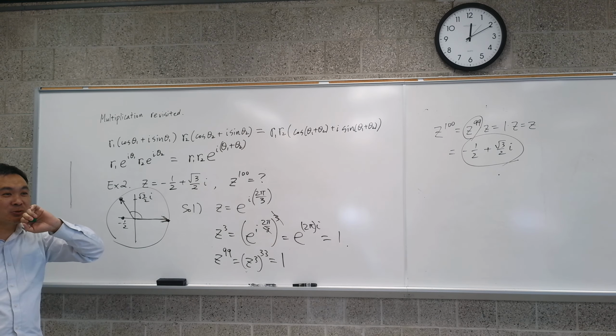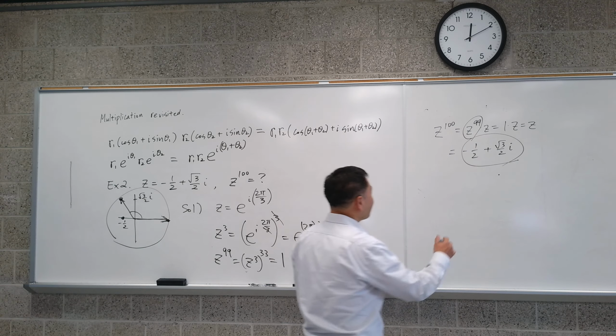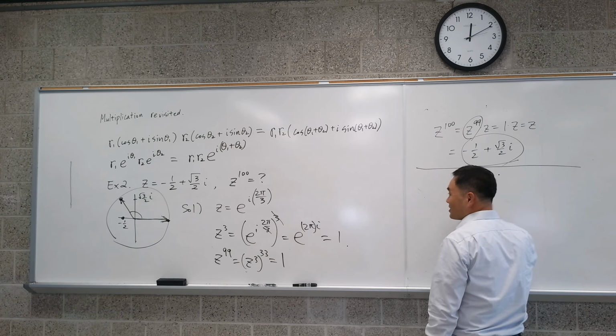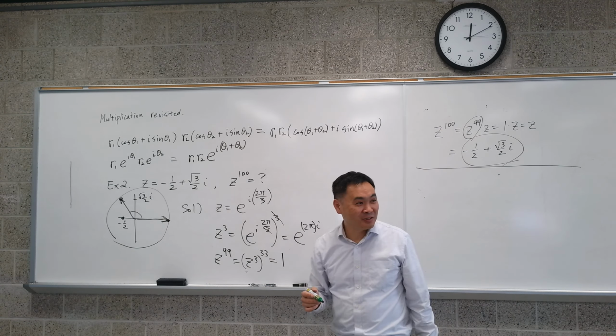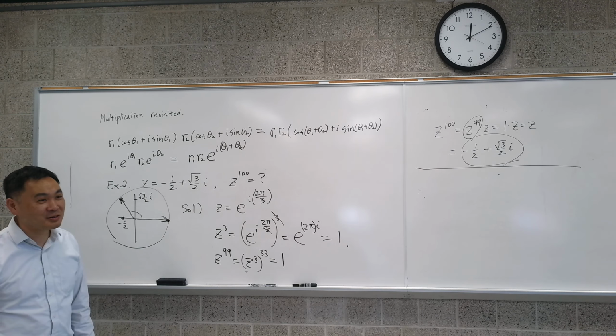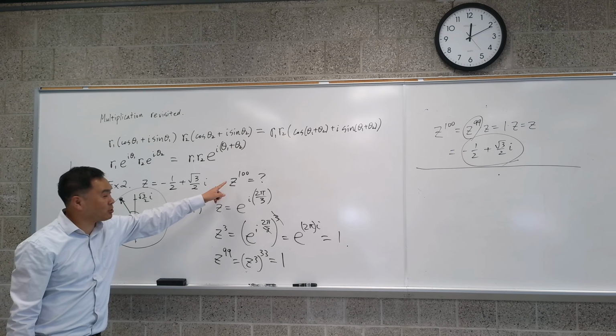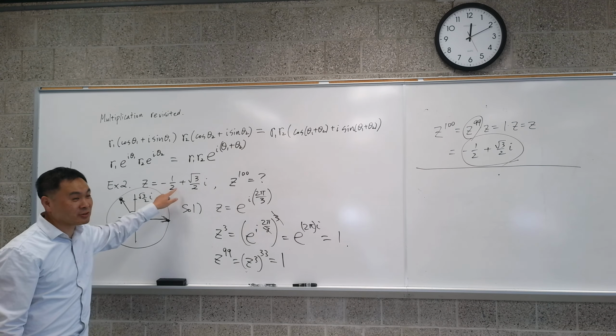Why, you don't trust me? Should we redo this using FOIL? No, I'm just confused how that is the answer. Yes, that's the answer. So the thing that you begin with, if z is this, z to the 100th power means you multiply this 100 times, and you get that.